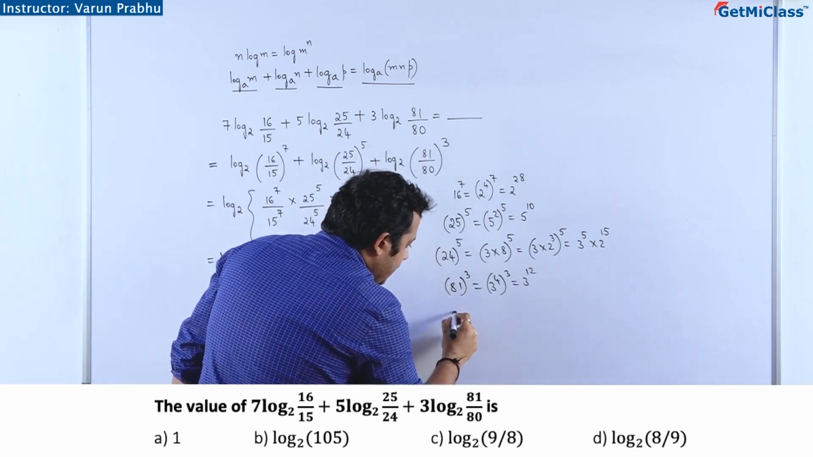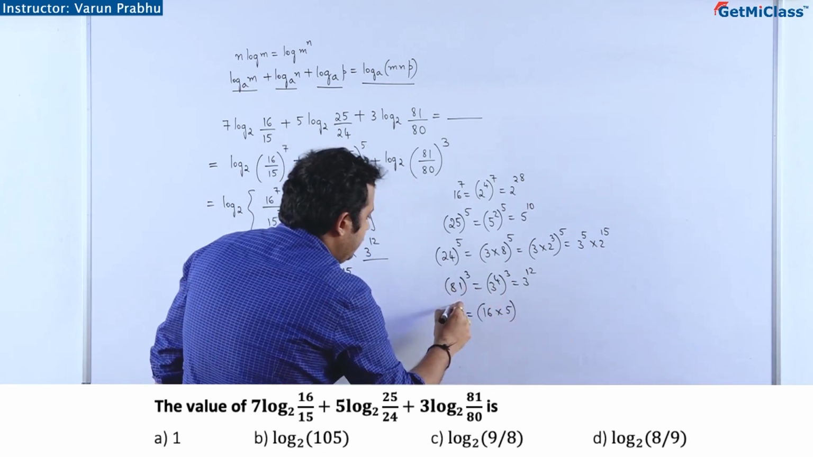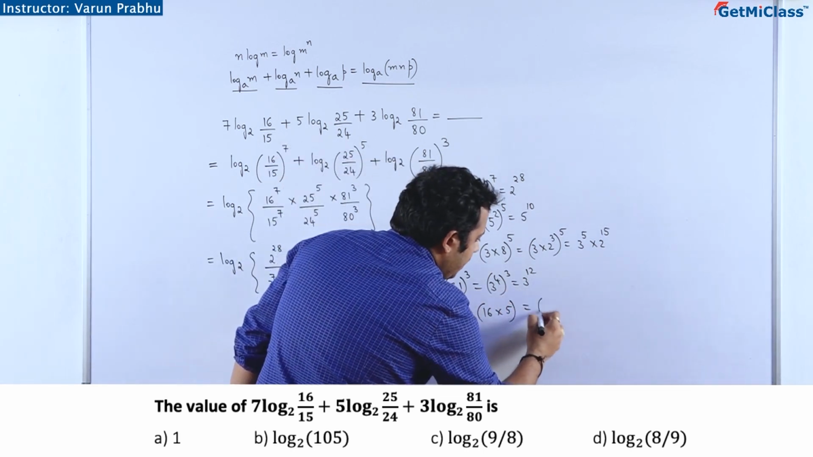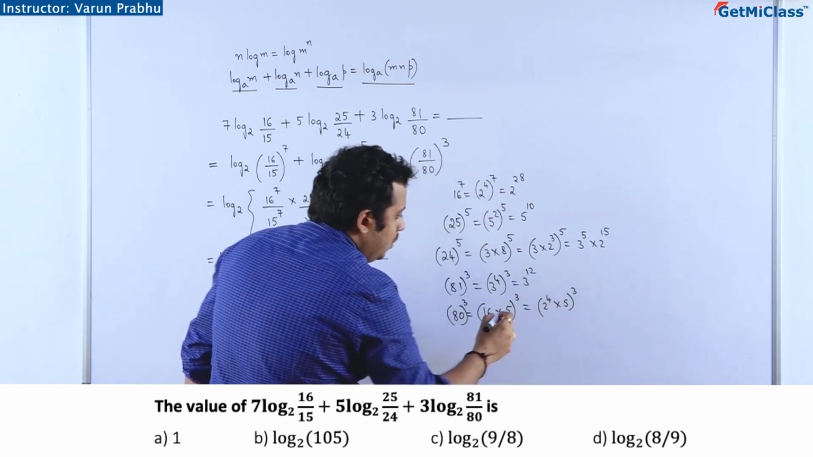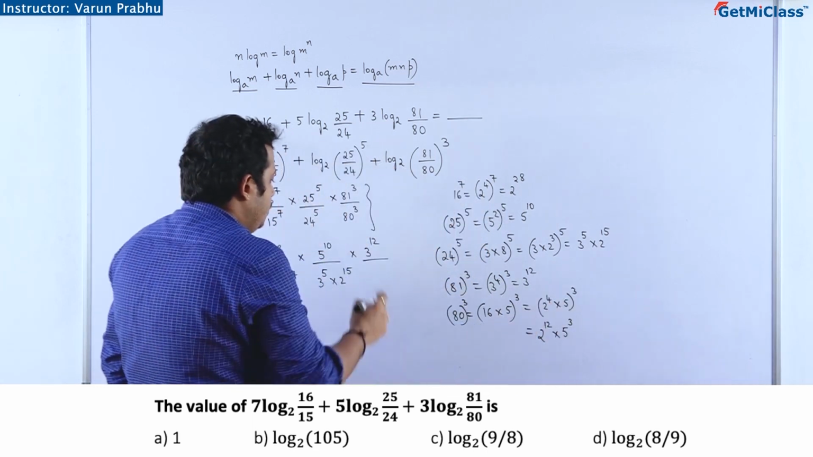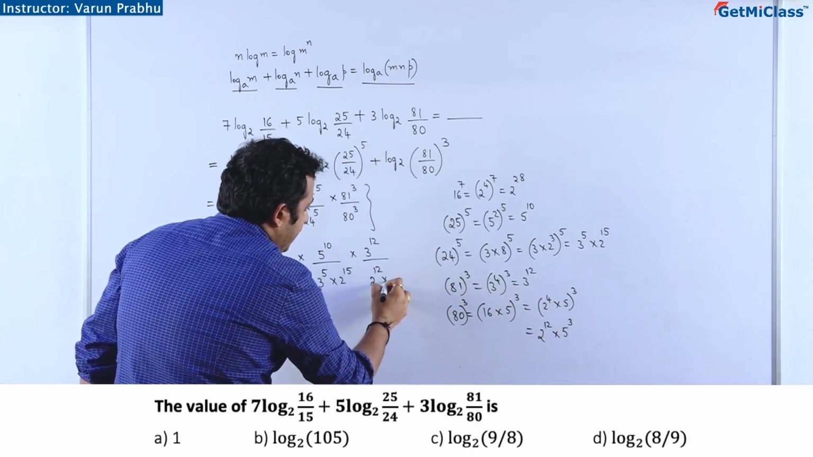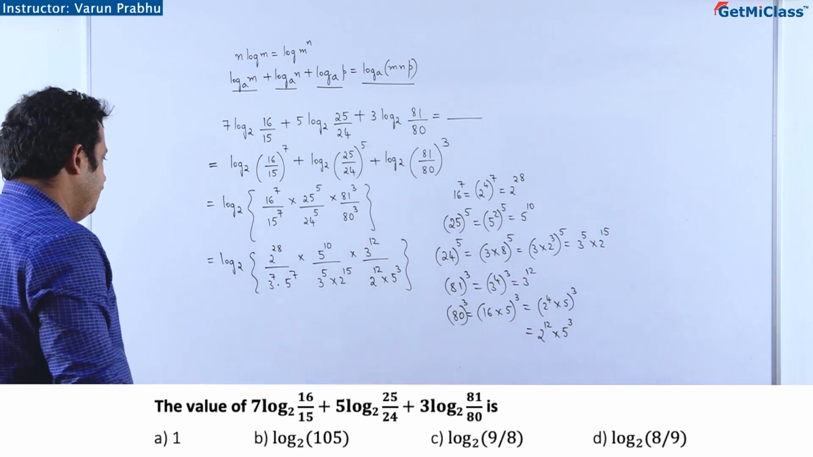80 can be written as 16 into 5. So to the power of 3, this can be written as 2 to the power 4 into 5 to the power of 3, which is nothing but 2 to the power 12 into 5 to the power 3.